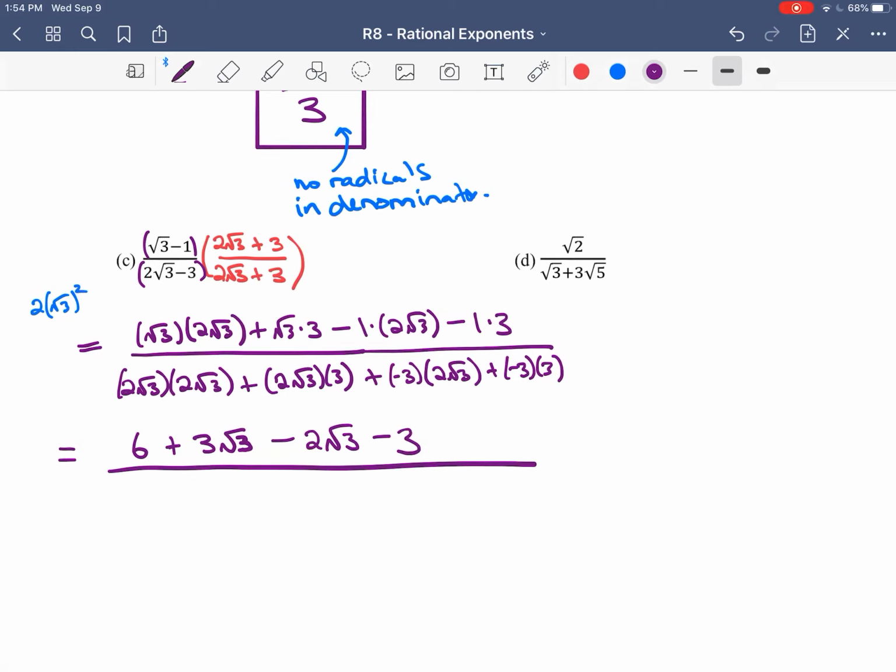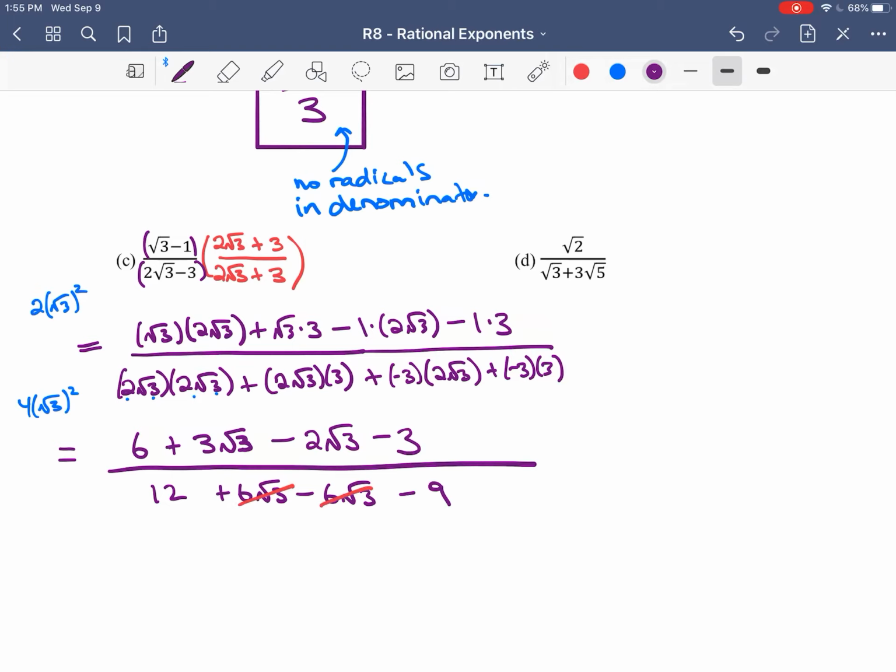Okay, now on the bottom, so here I have 4 things to multiply together. So if I put the numbers together, that's 4. And then I have a root 3 squared. So this actually turns into a number. Okay, it's going to be 12. And then I have plus 6 root 3. And then I have minus 6 root 3. And then I have minus 9. And we can see that these things cancel out.